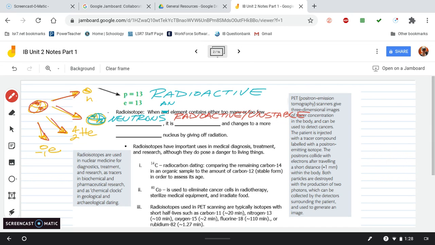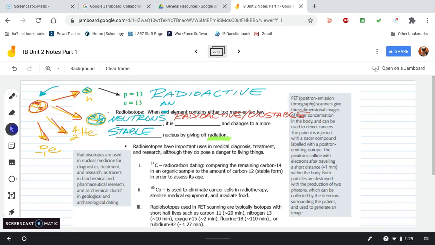And so when things are unstable, going back to our original idea here, this guy here was unstable, and then it broke down into these other pieces in order to try to become stable. So it was unstable initially, or radioactive. So what happens, it spits out pieces, things break off, and it keeps doing that in order to stabilize itself. So it wants to change to a more stable nucleus by giving off that radiation that we were talking about. So by giving off radiation, it becomes more stable.